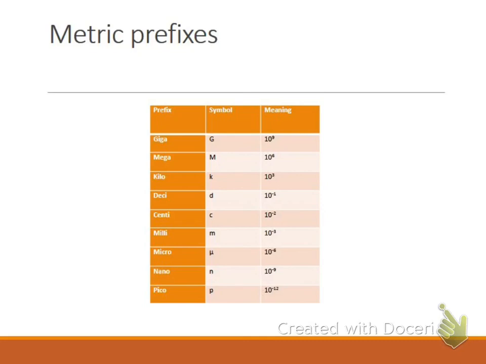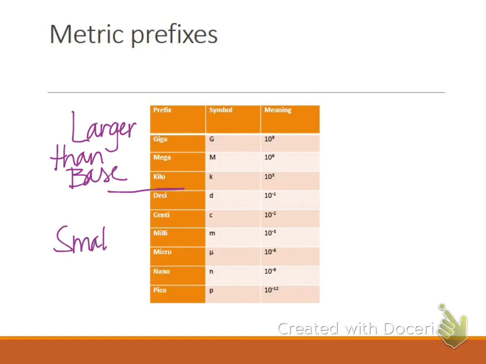And then the smaller, so from kilo up, we're going to draw a little line here. These are larger than the base. And when I say base, that could be liters, meters, grams. And then from deci down is smaller than the base. So if I say centimeters, how many centimeters does it take to equal a meter? It's 100, because centimeters are smaller. Okay. If I say milliliters, it takes 1,000 milliliters to equal 1 liter because they're much smaller.